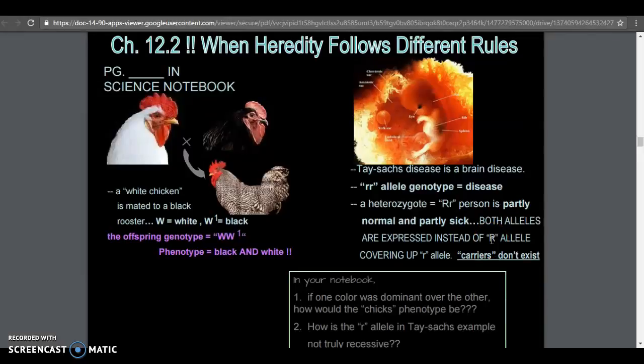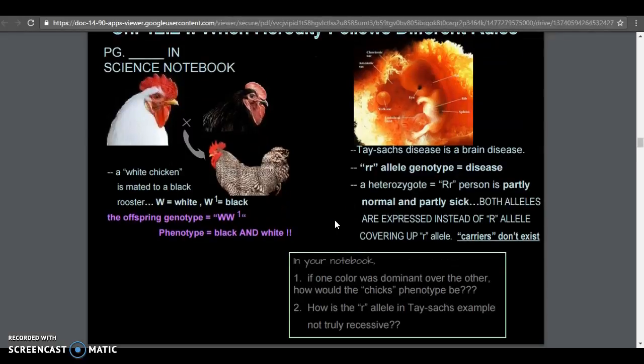So in this new chapter, a dominant allele doesn't necessarily cover up a recessive allele. In chapter 10, it was that dominant covers up recessive. I mean, that's true, but the world's more complicated, and chapter 12 shows that sometimes even recessive alleles can show up right alongside dominant. All right, so let's look at what it wants you to do for this slide.